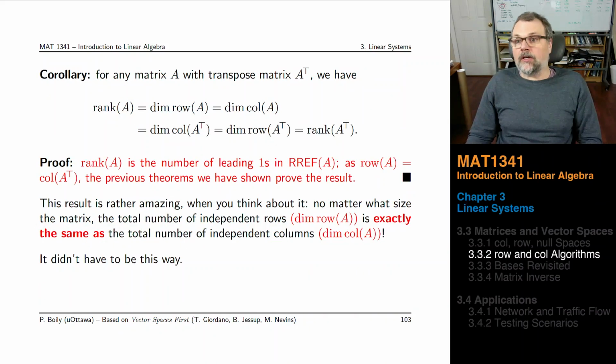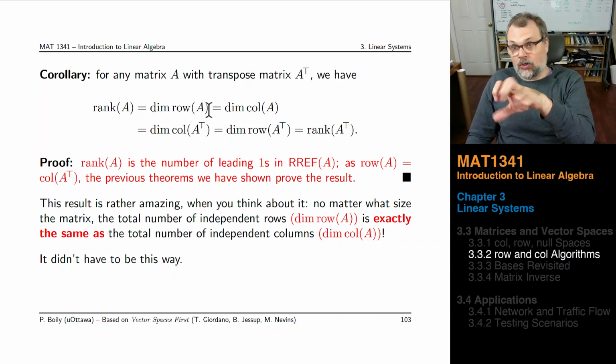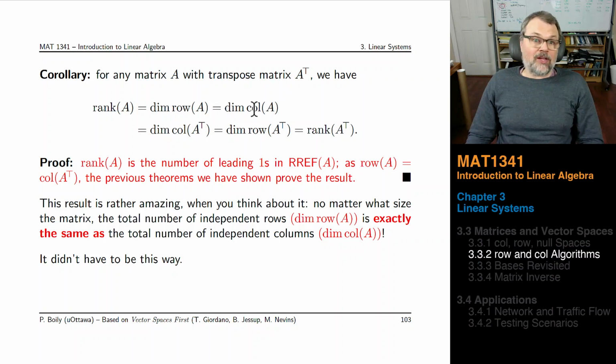As a corollary, if you have a matrix A and you look at its transpose, A transpose, then the rank of A, which is the number of leading ones in the reduced row echelon form of A, that's the dimension of the row space of A, the number of rows that get retained when we reduce the matrix. It's also the dimension of the column space of A. And by the nature of A transpose, that's the dimension of the column space of A transpose, the dimension of the row space of A transpose, and the rank of A transpose.